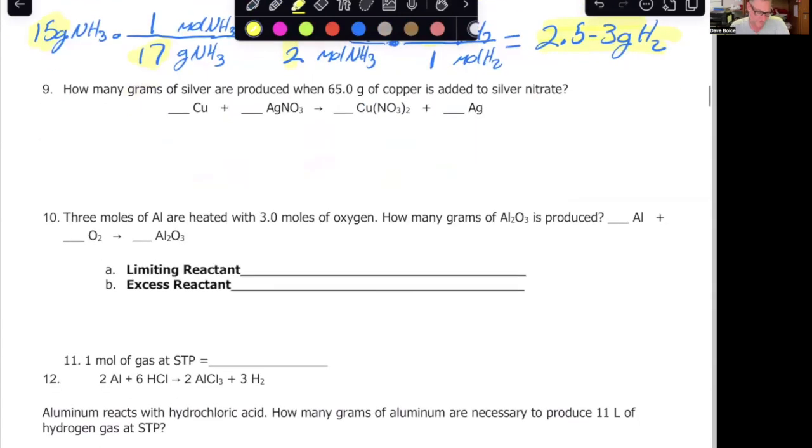All right, we're getting pretty close. Let's keep going. How many grams of silver are produced when 65 grams of copper is added to silver nitrate? So first off, do I need to do this? Is copper strong enough to break up silver? Let's find out.